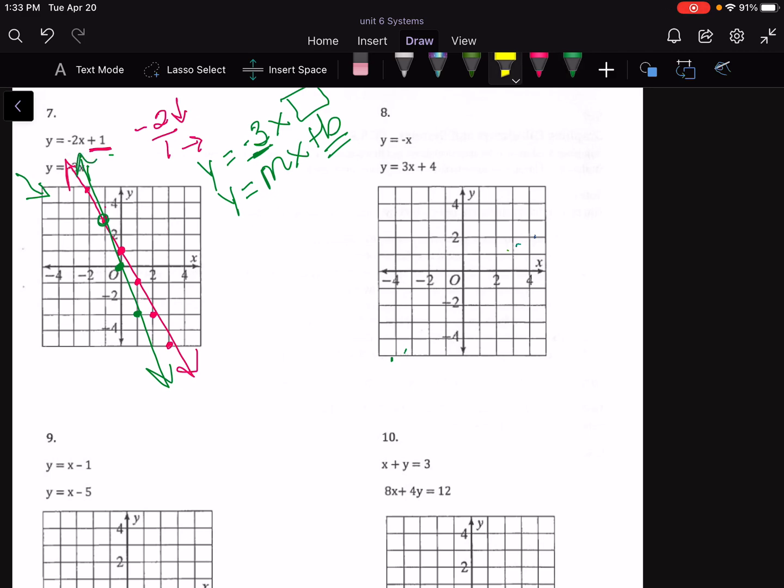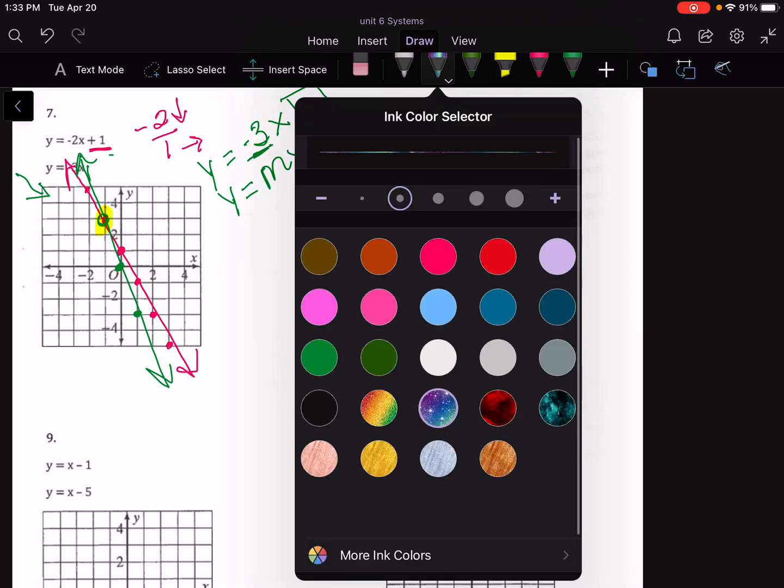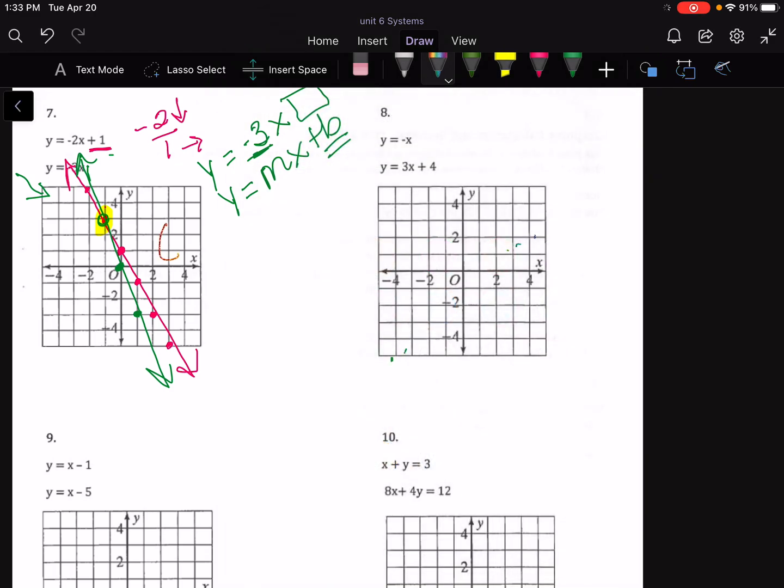And we can see that they do cross right here. And the point that they cross is our solution. So they cross at the ordered pair -1, 3. And because they do cross, there is one solution.